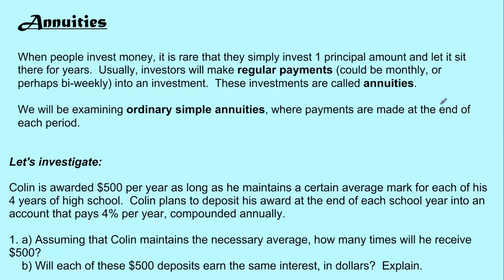So in this course we're going to be examining something called ordinary simple annuities, where we make payments at the end of each compounding period. If we compound 12 times a year, then we're going to be making 12 payments per year. Here's a question we're going to investigate first.